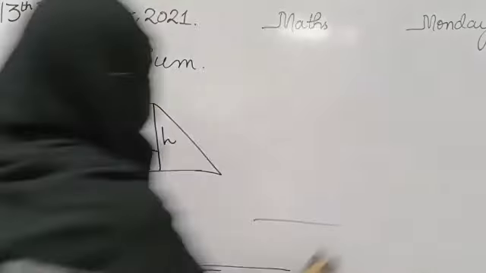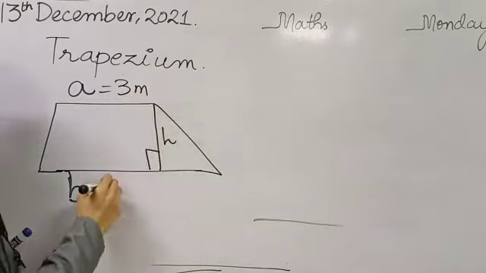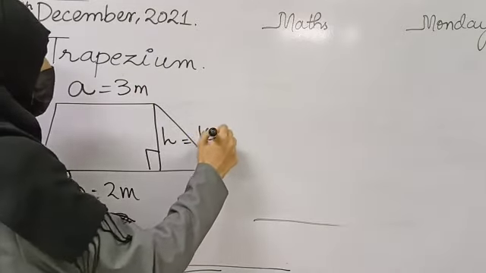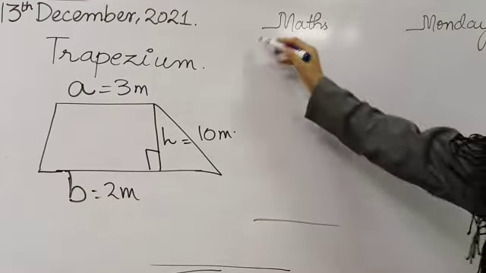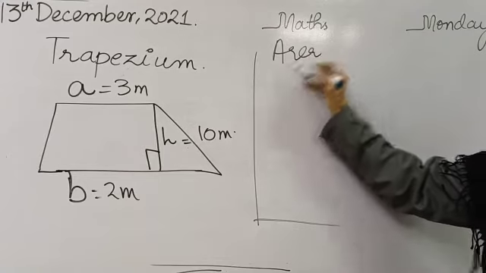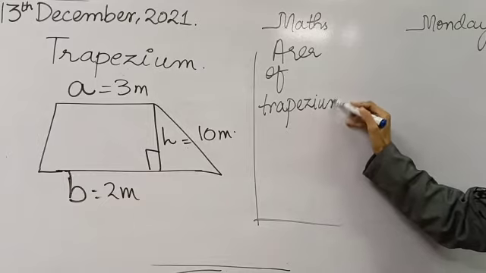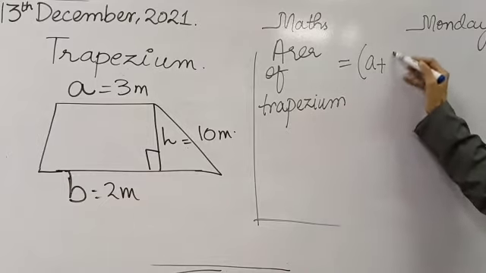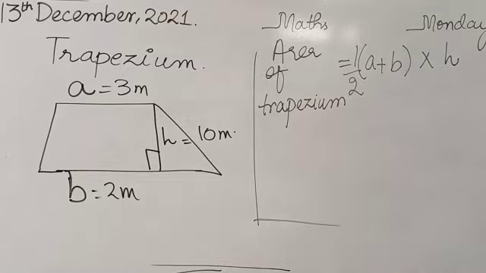For example, this is 3 meters, this is 2 meters, and the height is 10 meters. We are supposed to find the area of a trapezium. To find the area of a trapezium, first of all write the formula. What is the formula? Who will recall the formula? Area of trapezium is equal to half the sum of parallel sides multiplied by height. So put the values.